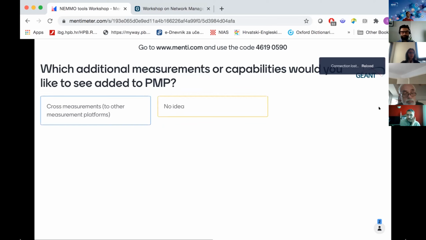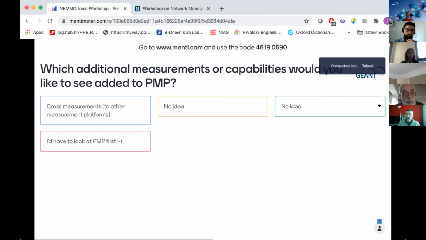So cross measurements to other measurement platforms. At the moment, what we do have is perfSONAR to perfSONAR. But for example, we do know that GÉANT is doing some measurements between TWAMP from perfSONAR and TWAMP on Juniper. And this is a presentation that we will have on our perfSONAR workshop, which will be on 14th and 15th of April. Yes, this is a good point.